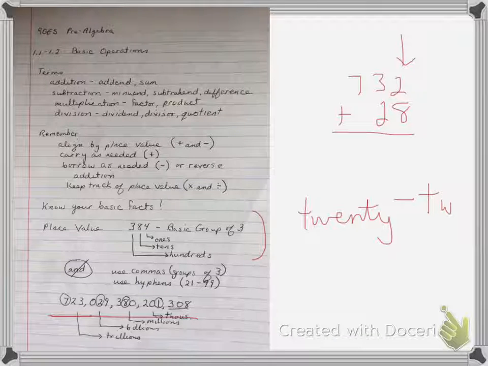So to read the whole number, you see every group of 3, I append the name of the group to it. So I now read 723 trillion, 29 billion, 380 million, 201,308. So review that if you need to.